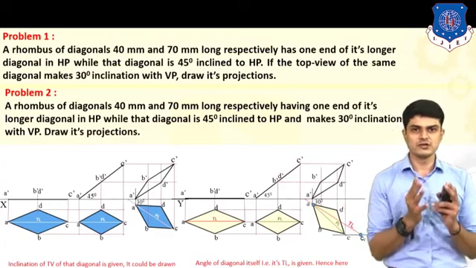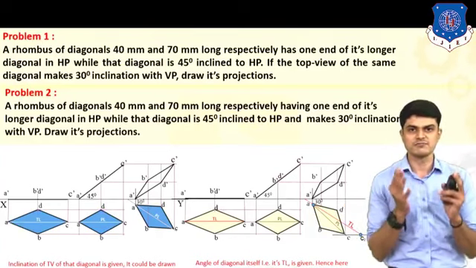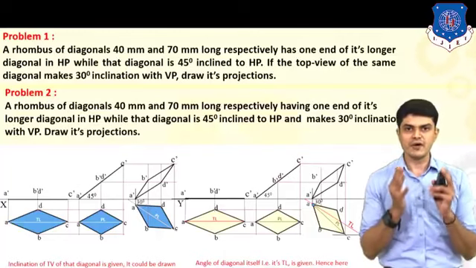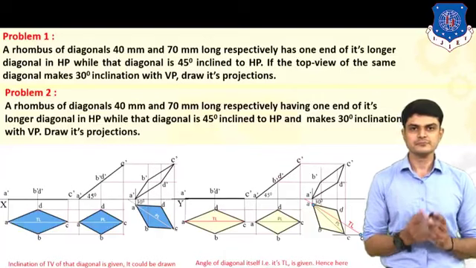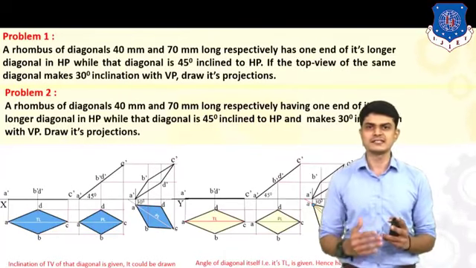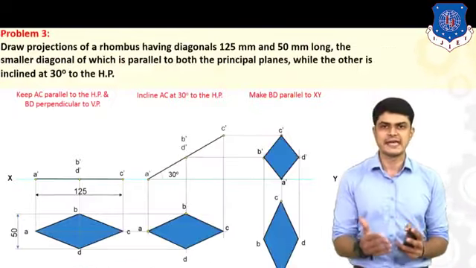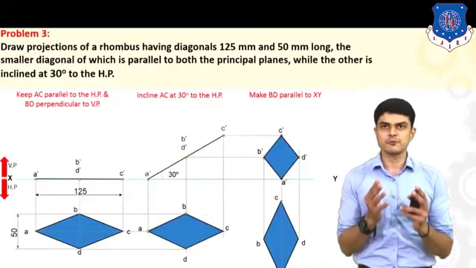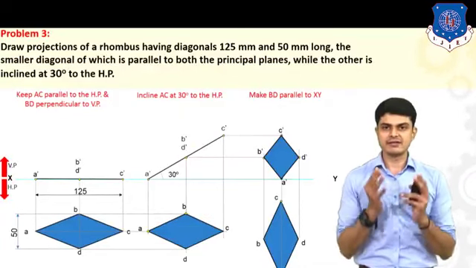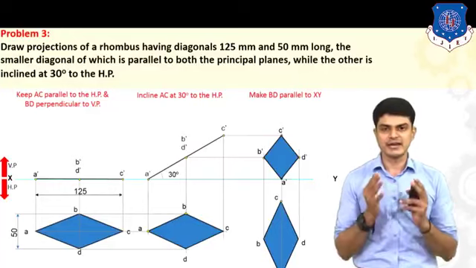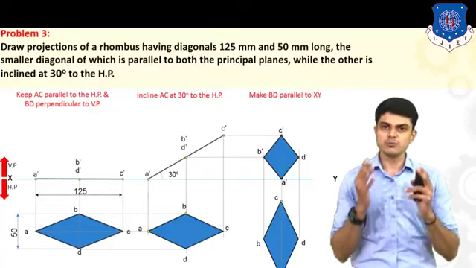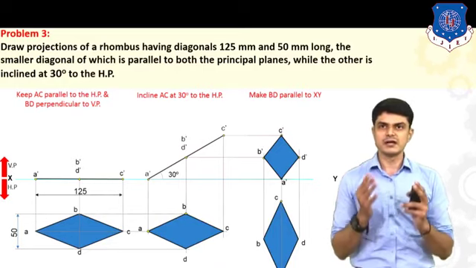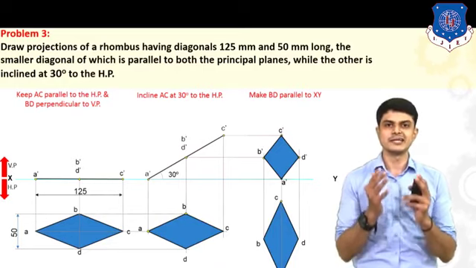So try to pause the video for some time and try to observe the difference between the two examples. If you have any doubts, any queries, feel free to comment down below. So now let's move ahead and see one more example based on the same concept. So now draw the projections of a rhombus having diagonals 125 mm and 50 mm long. The smaller diagonal of which is parallel to both the reference planes, while the other diagonal is inclined at 30 degrees to HP.